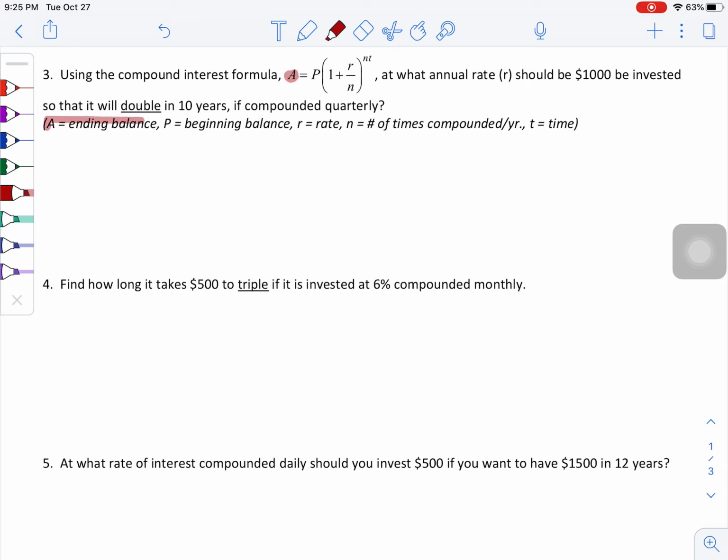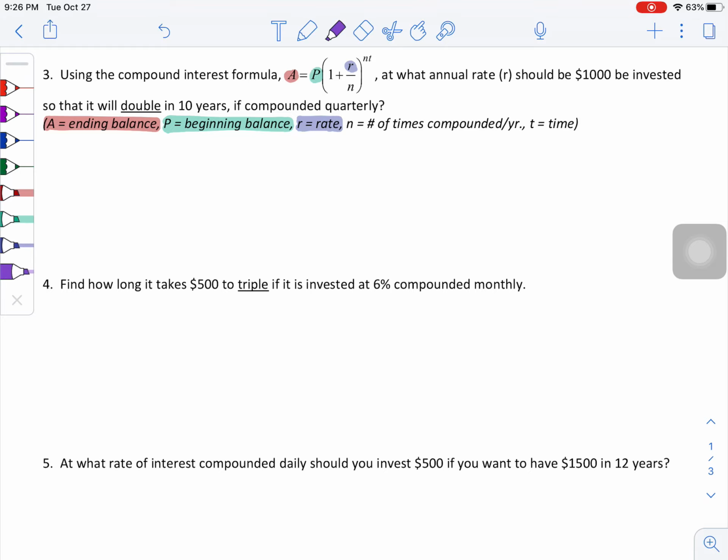Well, A is your ending balance, okay? That's equal to P, which is sometimes referred to as the principal or your beginning balance. Okay, we're going to multiply your principal, your beginning balance, times 1 plus R. R is your rate. Now, we talked about rate a little bit in our first unit. So make sure that when we're talking about these rates that you're converting the percentages to decimals to use them in this formula.